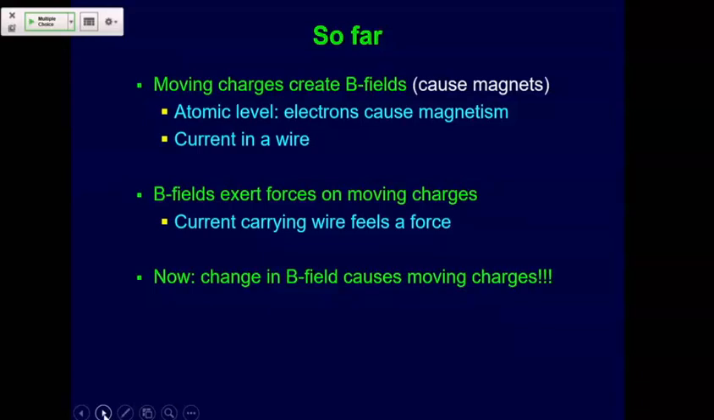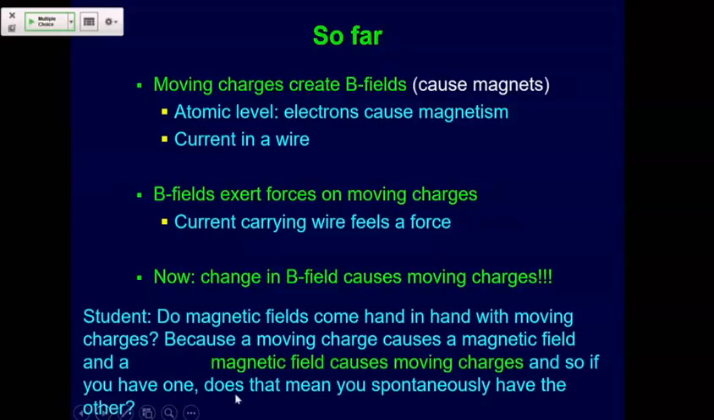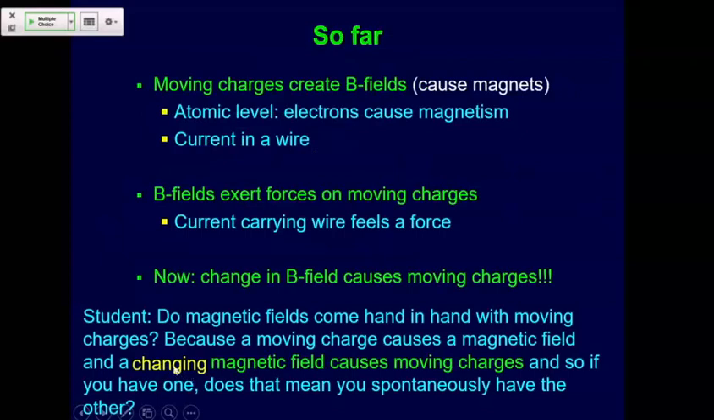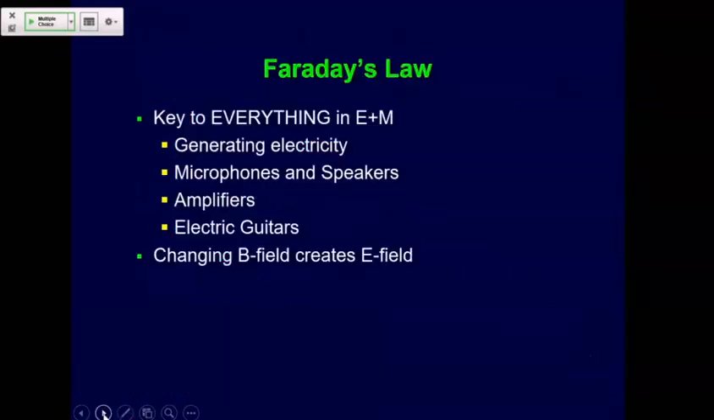So we've sort of shown that moving electric charges create magnetic fields. We're going to do the same thing here. And here are some questions from students. Do magnetic fields come hand in hand with moving charges? Yep, because a moving charge causes a magnetic field, and a magnetic field causes moving charges. And if you have one, does that mean you spontaneously will have the other? I think we're going to agree with that, with the idea that it has to be a changing magnetic field. That's the key part there.